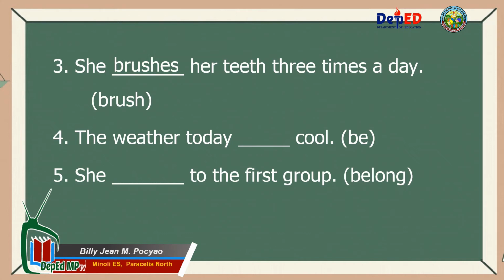Number 4. The weather today blank cool. The correct answer is is. Number 5. She blank to the first group. The correct answer is belongs.